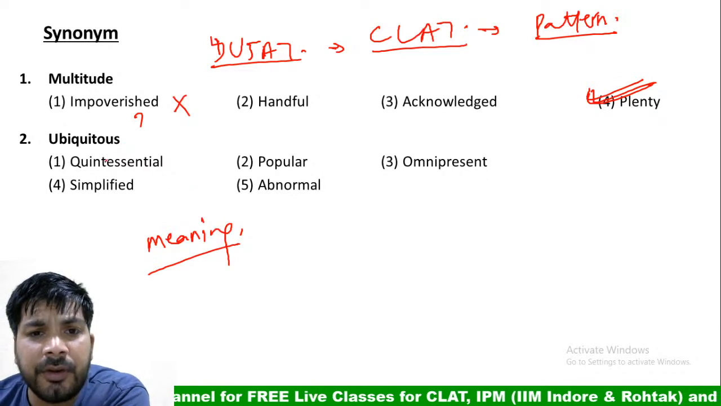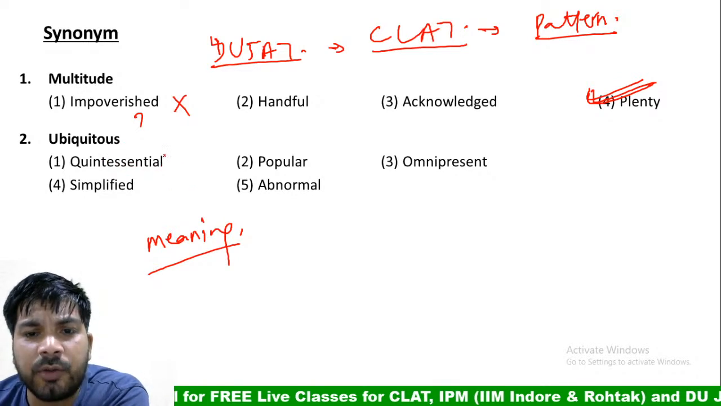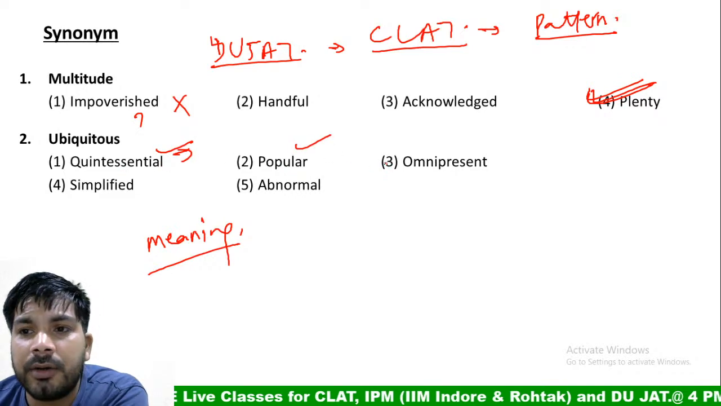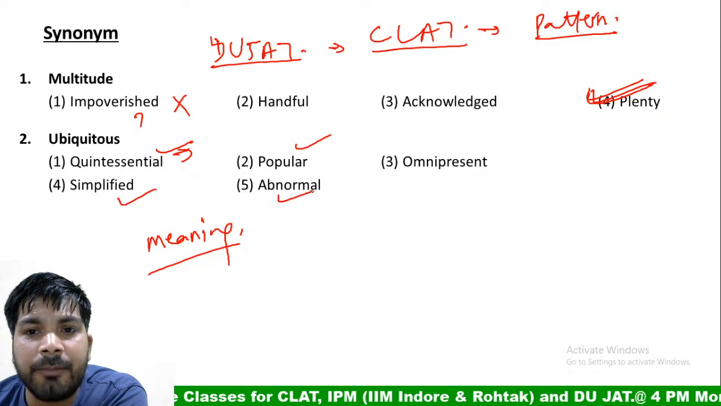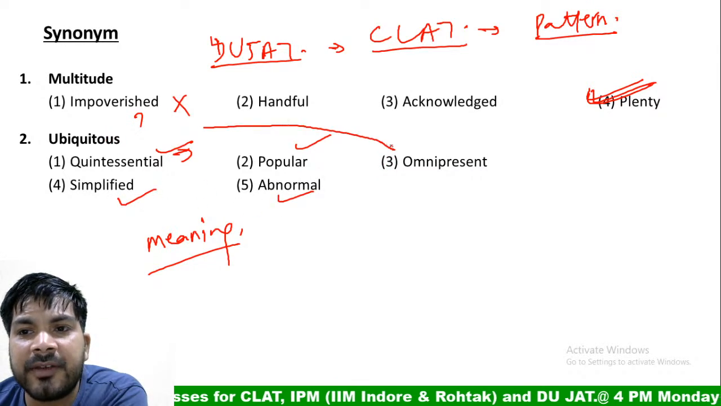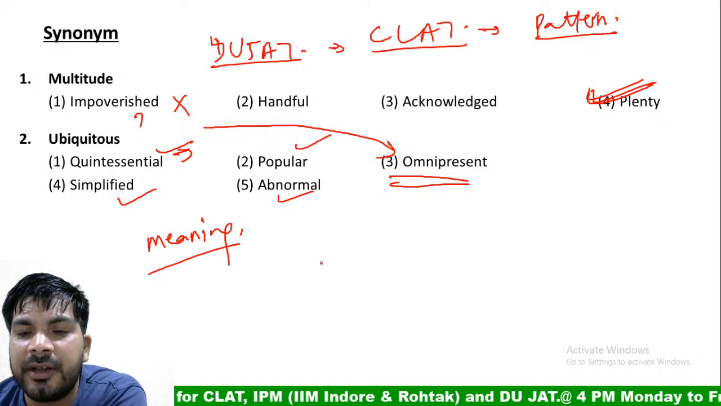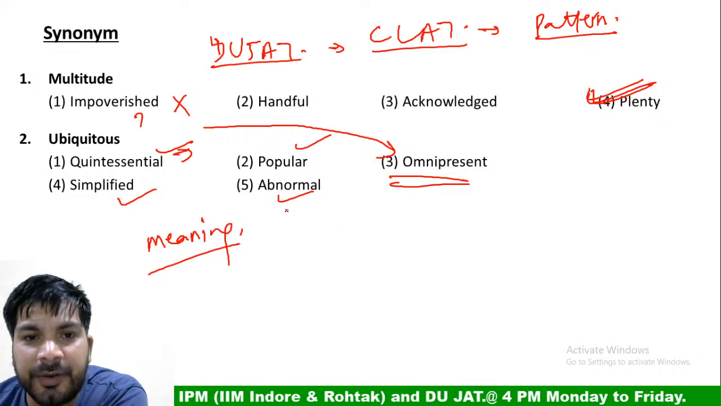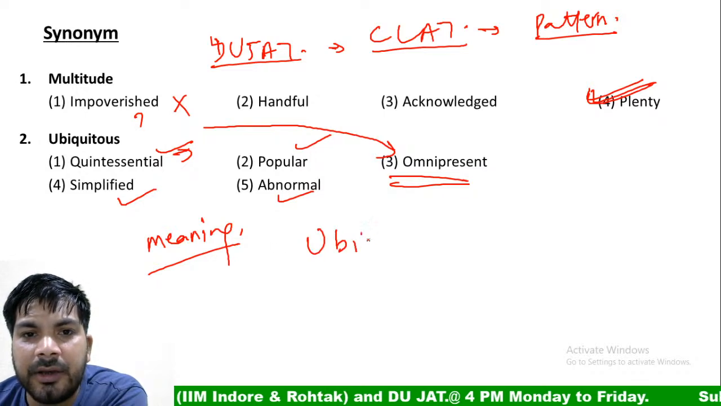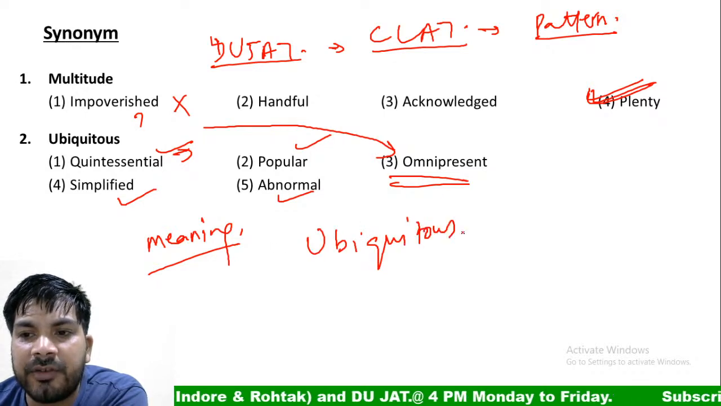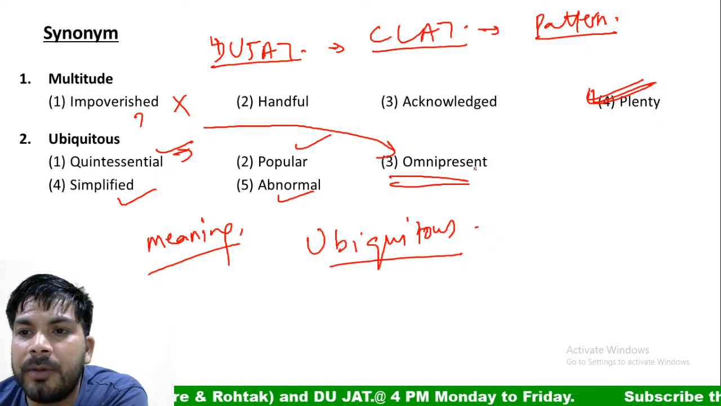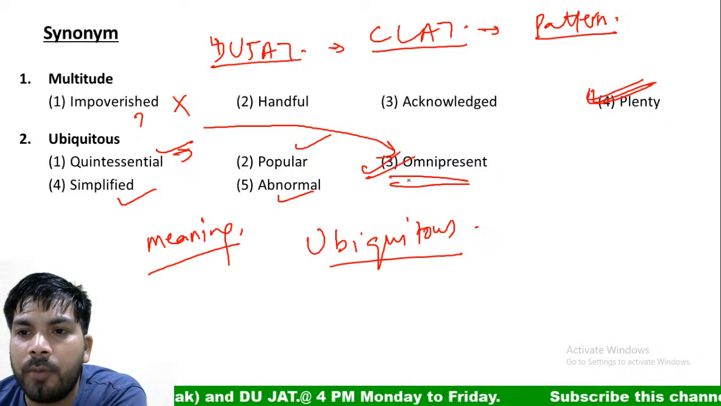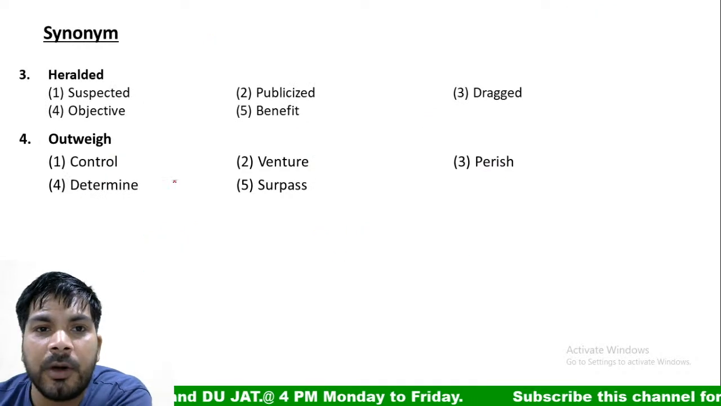Now, ubiquitous. Ubiquitous means what? Quintessential, which means something very important or essential, popular, omnipresent, simplified, abnormal. When we talk about ubiquitous, we basically mean something which is omnipresent. Ladies and gentlemen, something which is present everywhere, we call it ubiquitous. Similarly, omnipresent also means something which is present everywhere. So the synonym of ubiquitous should be omnipresent. Let us go to the next word.